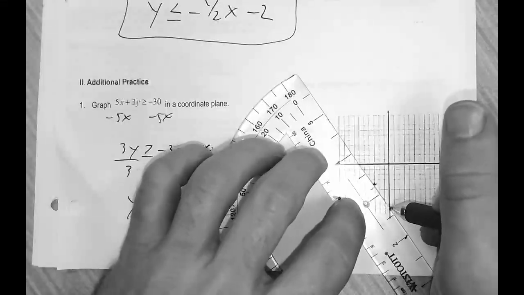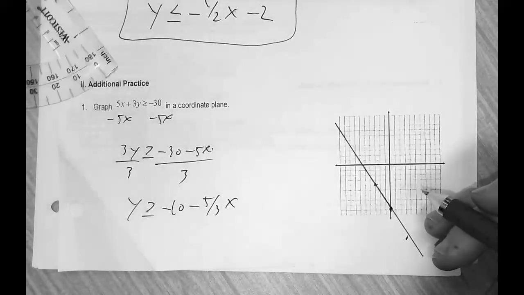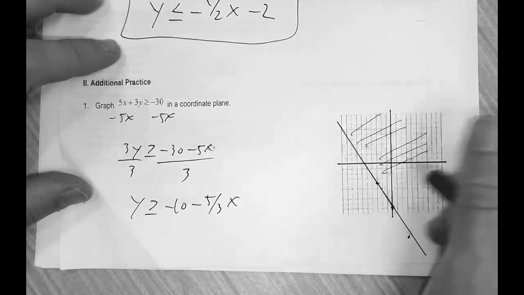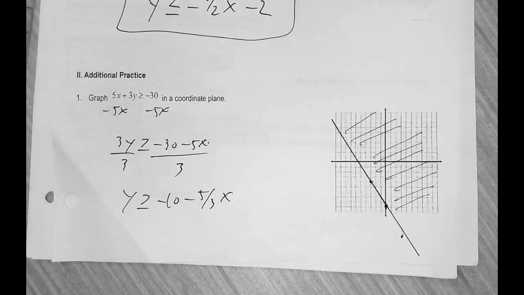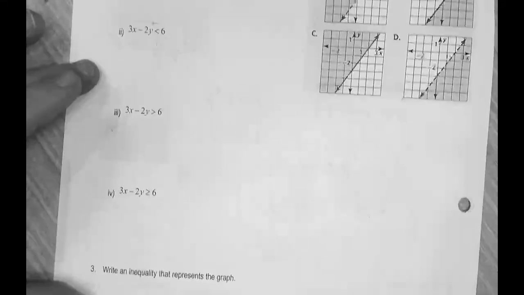So we have this line, roughly, and we want greater than or equal to, so we're going to shade the region above because it's greater than. We want the y values that are above that. Okay? All right. So again, try these, and then I'll help you out.